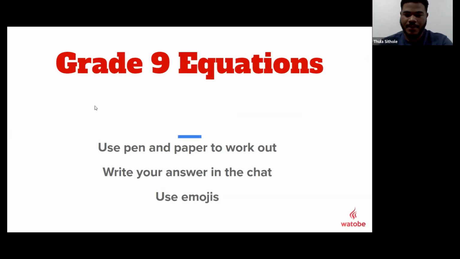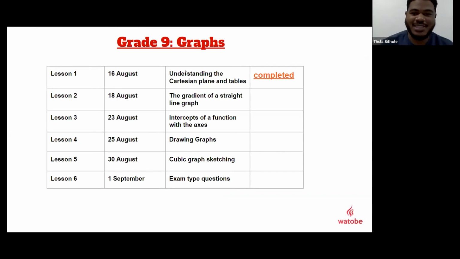Okay, so we are still doing graphs, and we just finished our second lesson. We're going to the third one, which is the intercepts of a function with the axes, next week, Monday, on the 23rd. Make sure that you come and attend that one. We still have a number of lessons on graphs. After this series of graphs, we're going to have another series of a different topic, just like we just finished the equations now.